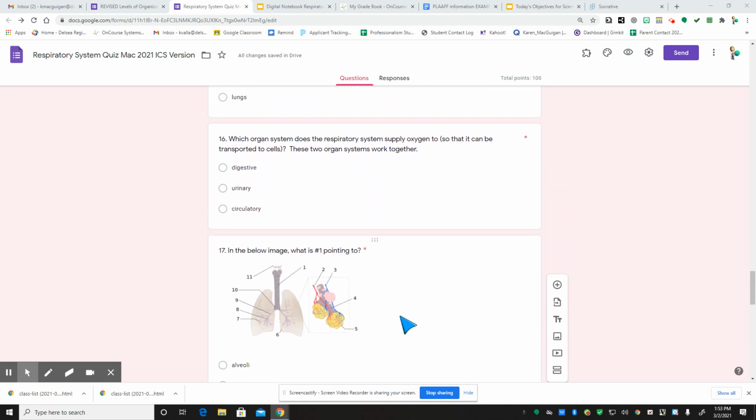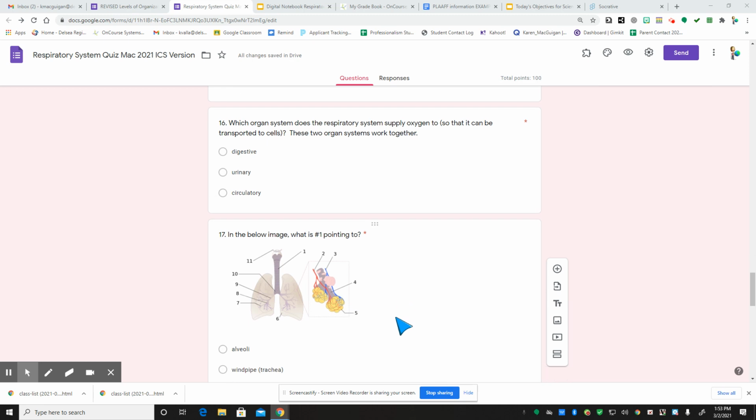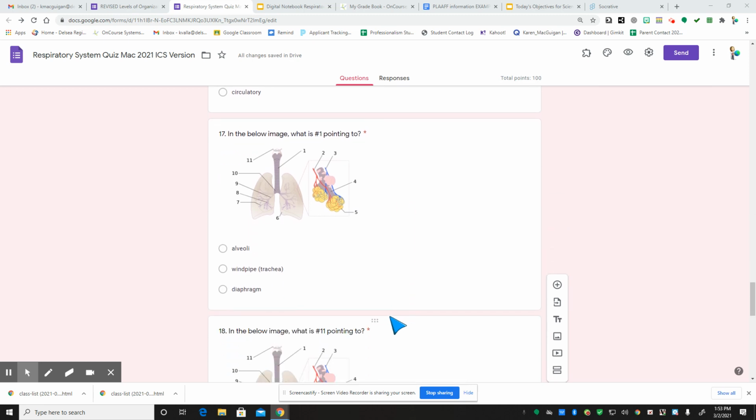Question number 16. Which organ system does the respiratory system supply oxygen to so that it can be transported to cells? These two organ systems work together. Is it the respiratory system and the digestive system, respiratory system and the urinary system, or the respiratory system and the circulatory system? Questions 14 through 20 are diagram questions.